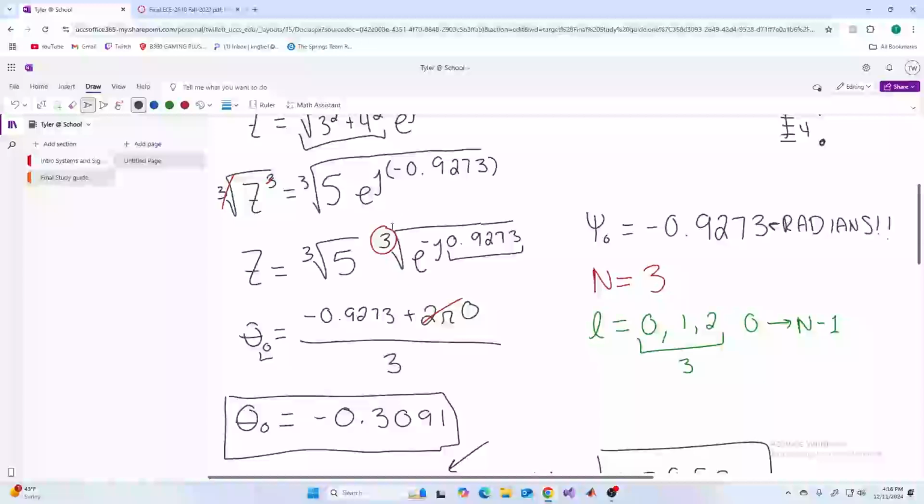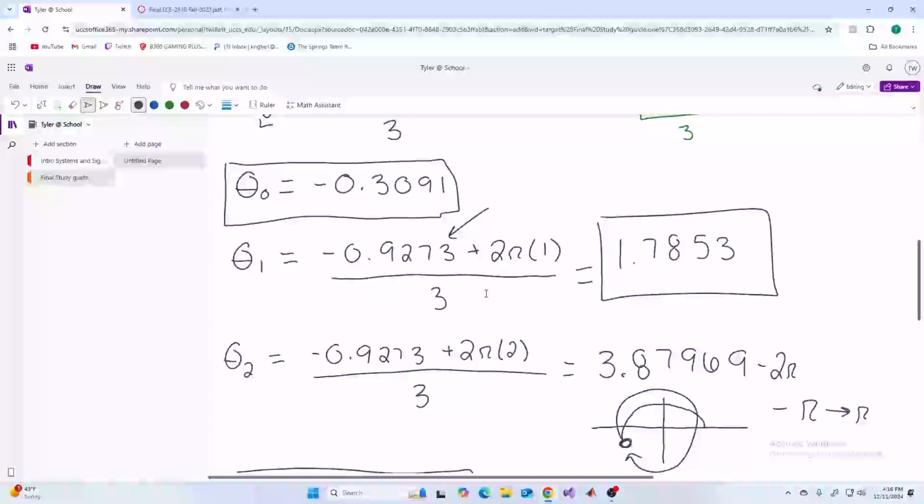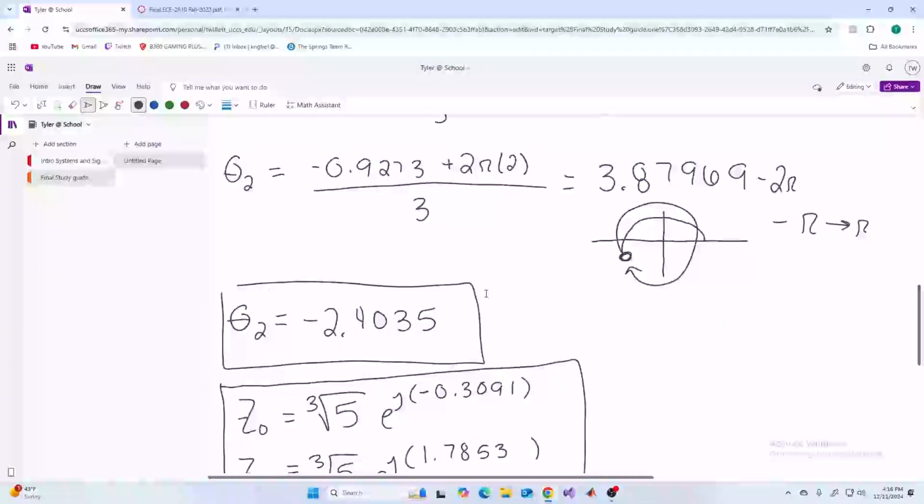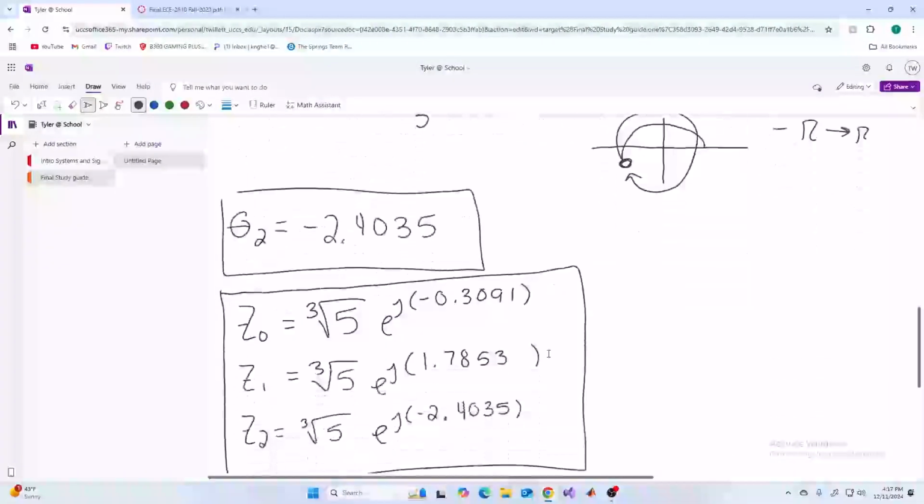Realize what your n is. Your n is whatever value is up here. Then your L is just 0 through n minus 1. All you do is plug these values into the equation, which I wrote right up here. If you need to, please put that on your cheat sheet. And that is how you complete this type of problem.